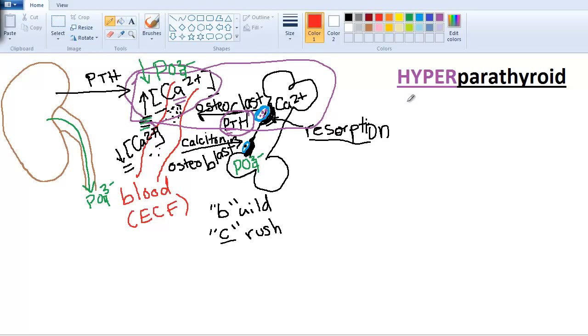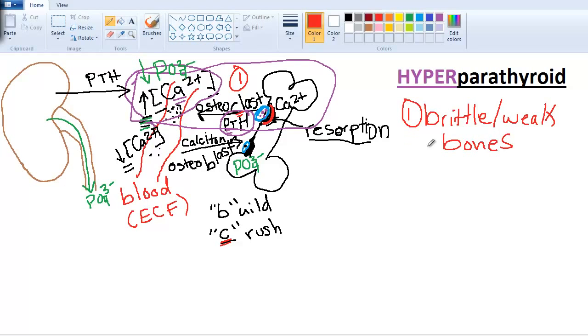Okay, so hyperparathyroid. What's going on here? Well, the first thing that you see is, what are we doing to the bone? Do you think the bone is going to get stronger, or is the bone going to get weaker? Well, the osteoclasts are working on it. They are, in a sense, crushing it, so we're going to lose pieces of the bone. So you're basically going to have brittle, weak bones. The bones aren't going to be strong. So you can imagine somebody's going to come to you maybe breaking their bones easier. You get the point.